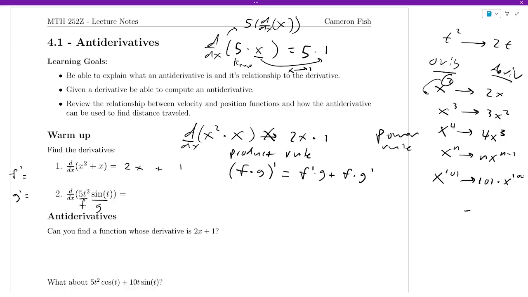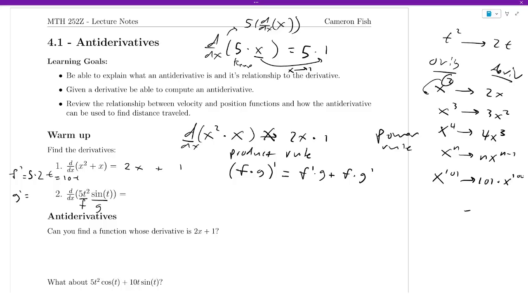Same thing is going to happen here. I have 5 times t squared. So the 5 just stays, and then I do the derivative of t squared, so it's times 2t. I might as well simplify as I go. That's 10t. There we go. That's f prime.